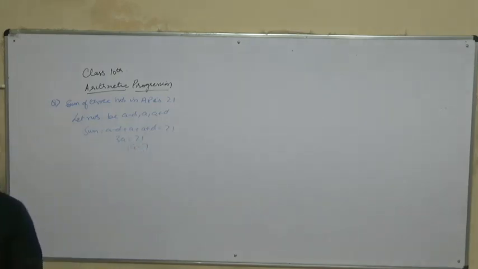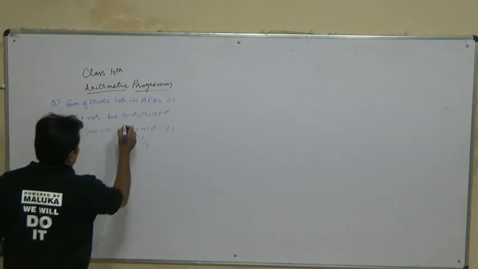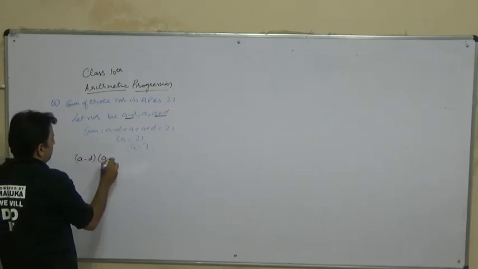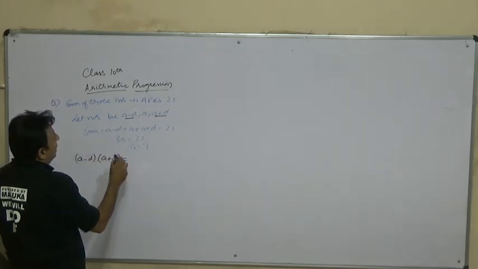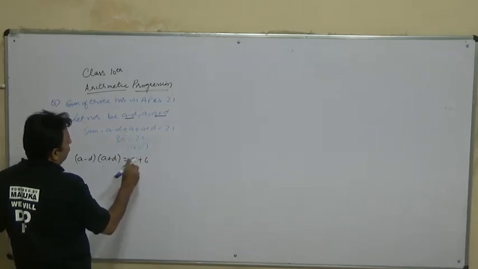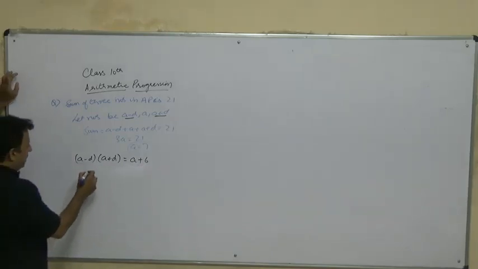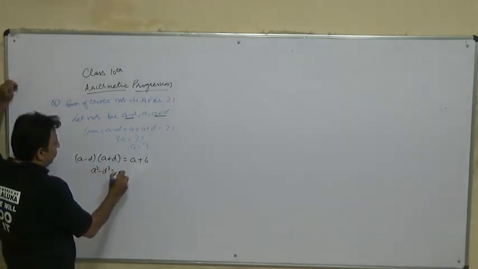So what other is given to us? We are given one more condition in this. So what is that? Let's check. Product of first and third exceeds the second term by 2. So this is the product of first and third, that is a minus d, a plus d, exceeds the second term by 2. So this will be the next equation. So this will be a square minus d square is equal to a plus 6.